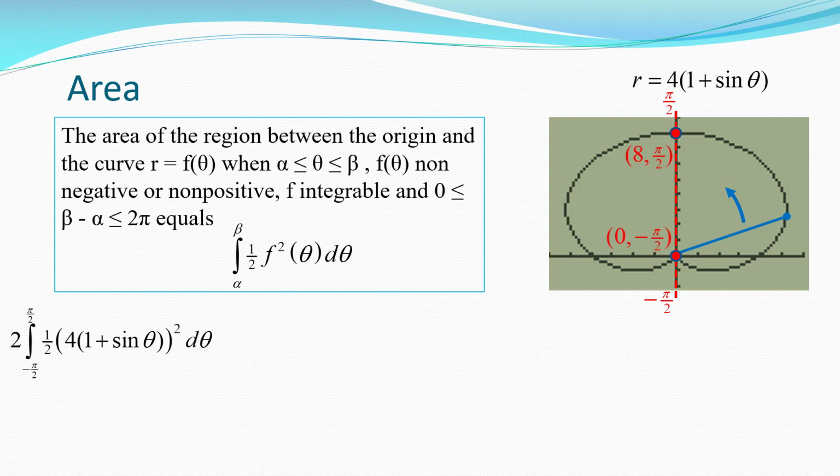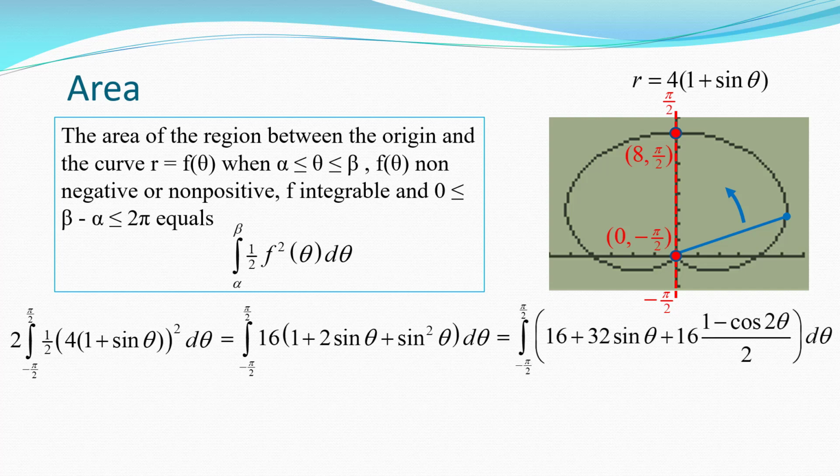So that means to find the area, we just double the integration from negative pi over 2 to pi over 2 of the integrand, which is just 1/2 the function being squared, d theta. Then just go through a process of integrating that. So we have to square it out, and I distribute the 1/2 and the 2 to cancel. And then I distribute the 16 through, and I also change the sine squared using the half angle formula.